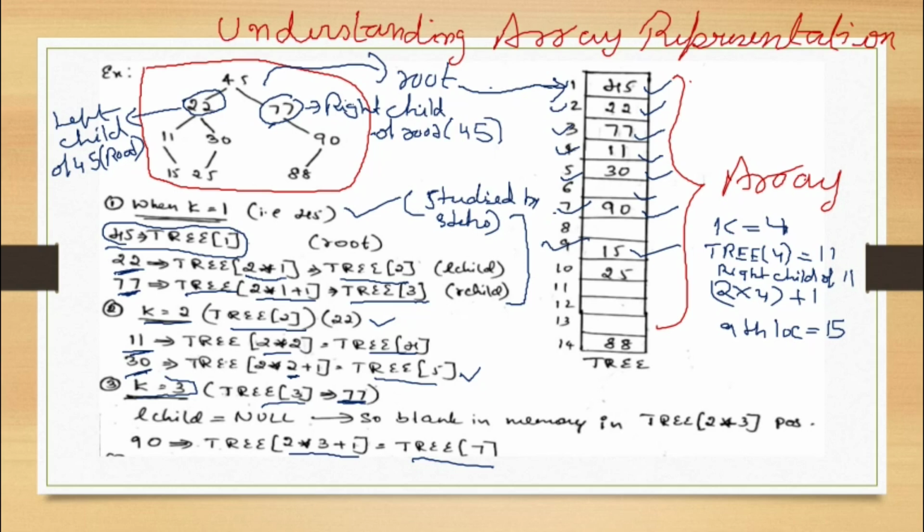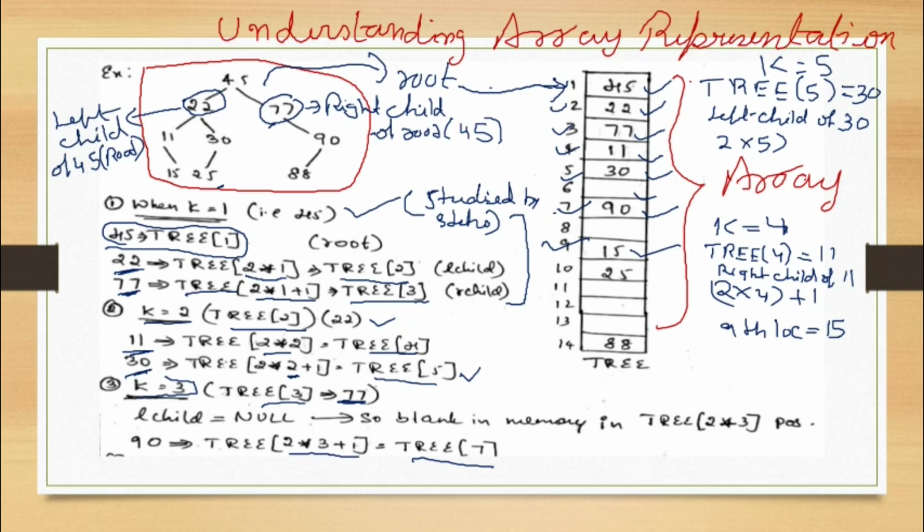Similarly, take k is equal to 5. You have 30 there. So tree of 5, what do you have in tree of 5? You have 30 in tree of 5. It has a left child, we can see in the diagram, 25. So how do you find the left child of 30? That is nothing but 2 into 5 plus 1.